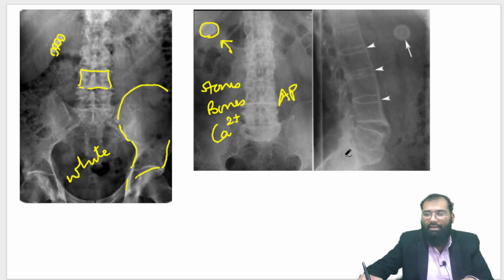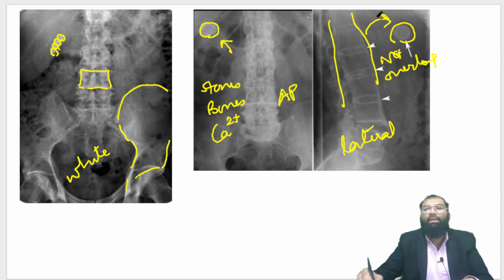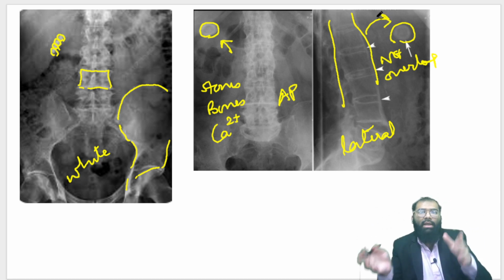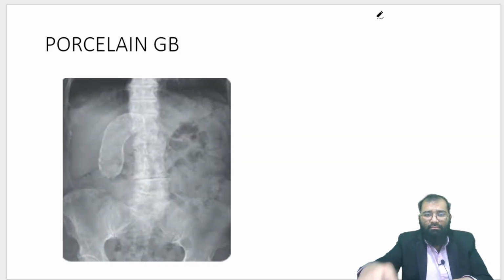So, you have to take a lateral view. Here this is the lateral view, and on lateral view you can see this is the spine and this is the stone, and the stone does not overlap the spine. It is separate from the spine. That means it is a gallstone and it is not a renal stone. Okay. Now let us move ahead.